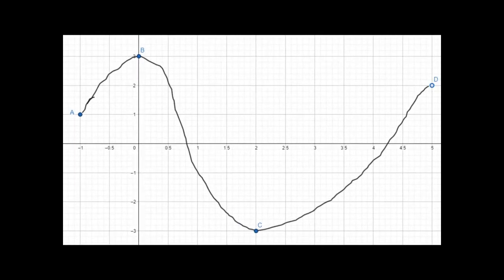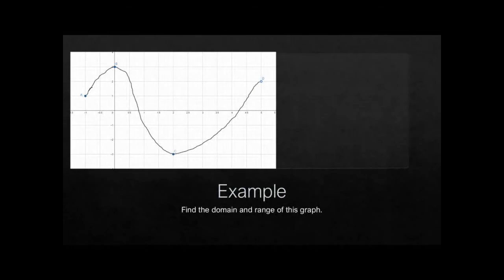To find the domain and range of a graph, the domain is the input values, so that would be the x values, and the range is the output, the y values. What I usually do is look at this as a number line and then highlight things. So first, we're finding the domain and the range. And because this is a graph and it's a continuous line, we have to use interval notation.